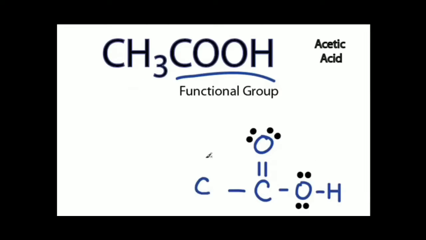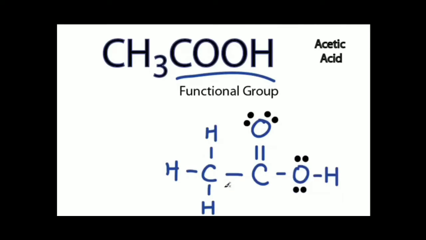In the acetic acid structure, we have 24 valence electrons. Let's count and make sure we've used them all: 2, 4, 6, 8, 10, 12, 14, 16, 18, 20, 22, 24. So we've used all the valence electrons and we've used all the elements up here to make our acetic acid structure.